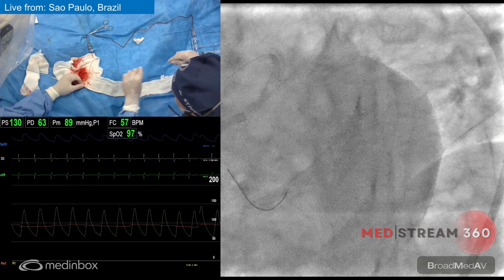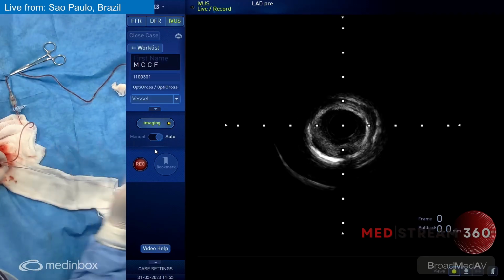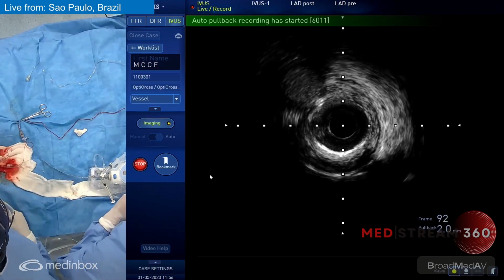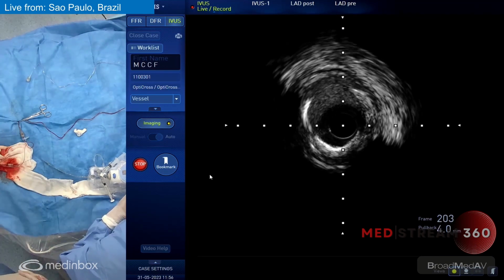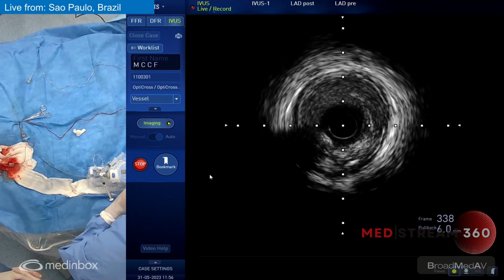So let's do an IVUS and take the entire segment. Keep the flush, okay? Keep the flush. Okay, good. That's a good position. You can have the entire segment. Okay, we're just starting here, just at the bifurcation level. The septal, that's a diagonal here. There's some disease already there. You see a much larger vessel, of course.